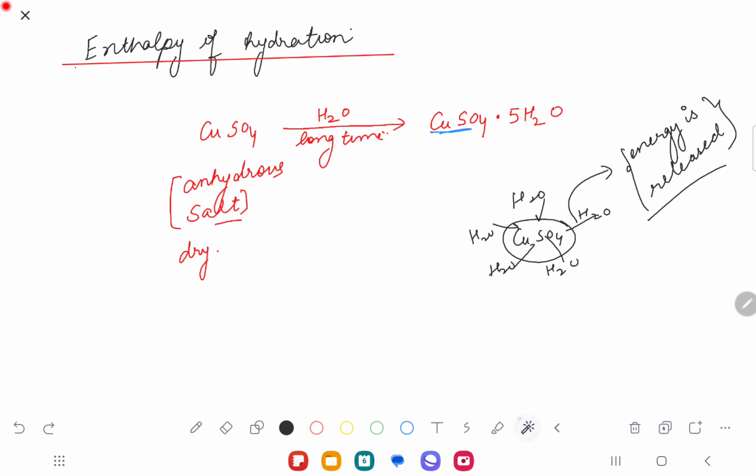So that means what? That copper sulfate was alone, and now when you allow it to absorb some water. Copper sulfate is like an anhydrous salt, a dry salt. But when you allow it to remain in water for a very long time, it becomes a hydrated salt. Understood or not? And when it becomes a hydrated salt, that means some amount of energy is definitely released.